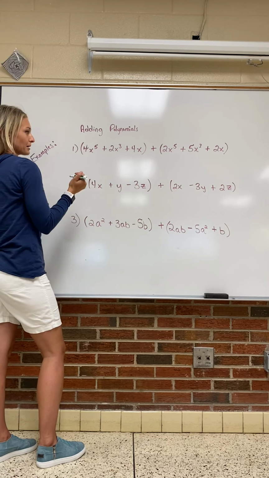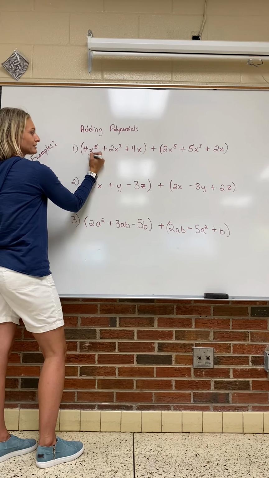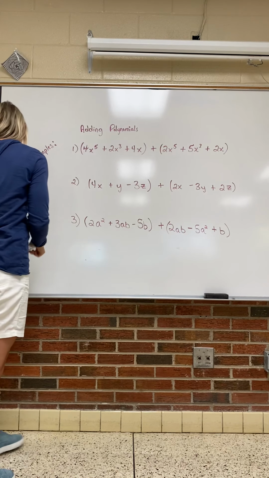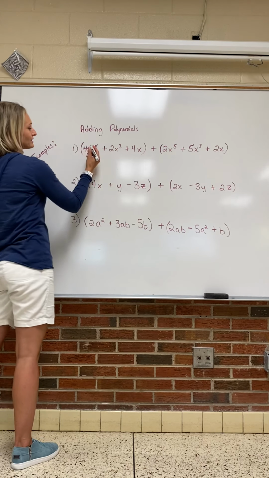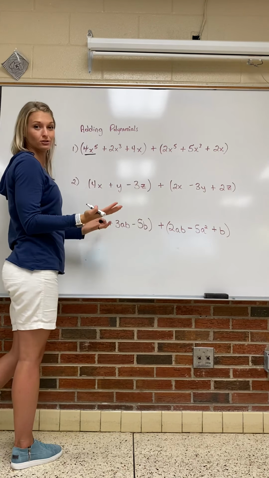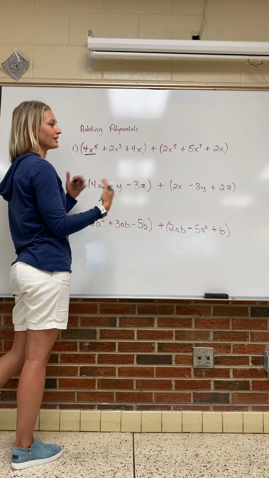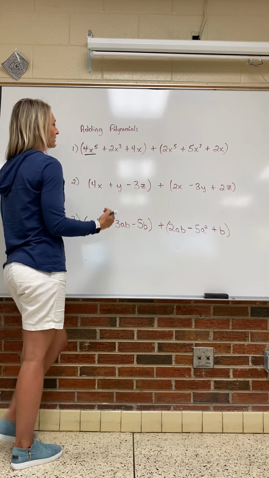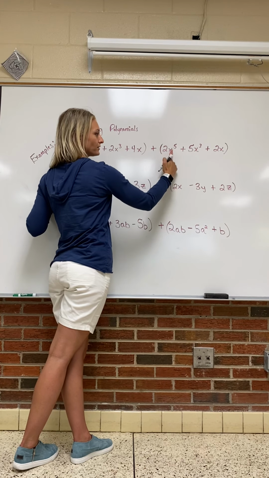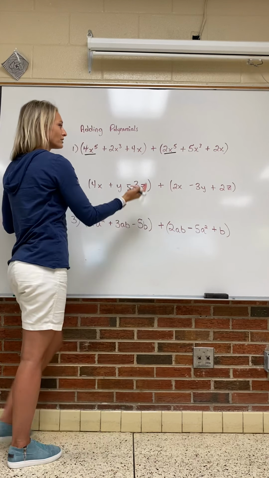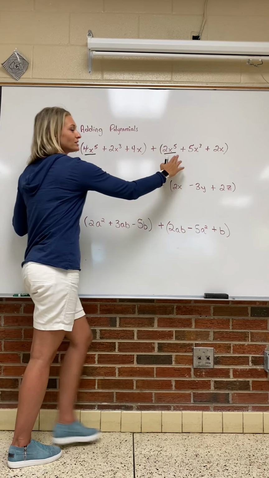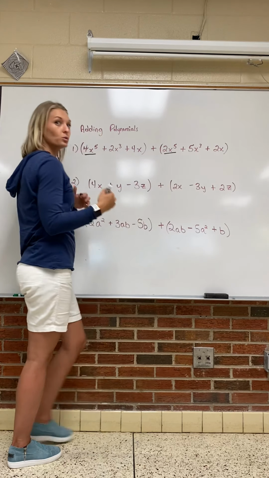So for the first example, the last name is x to the fifth. So you're going to look for the term that has that same last name. What term over here has that? And if there is a term, sometimes there's not always going to be like terms between the two of them. So looking over here, I noticed that that one has x to the fifth. So that is a like term with that one, and so you're going to combine them.